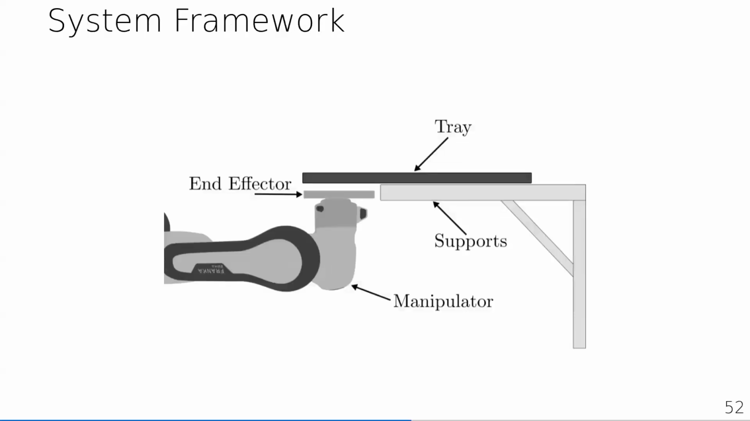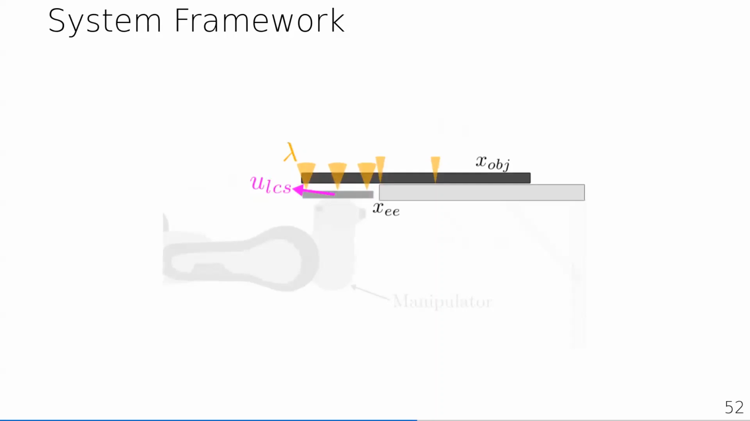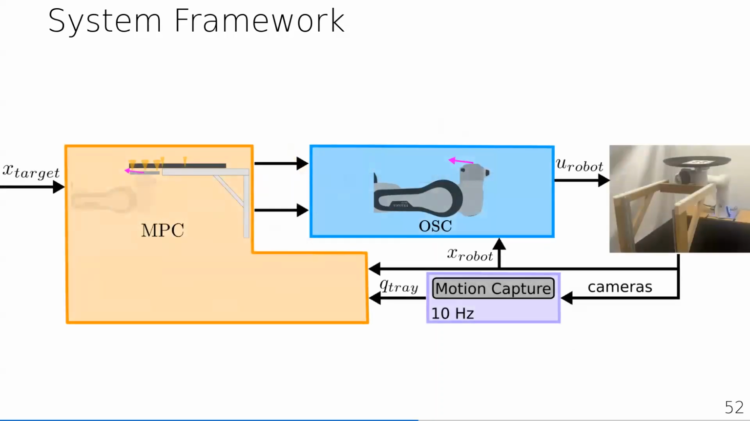Okay, so how do we accomplish this? What we do is simplify the system by abstracting away the robot and considering just its end effector. We focus on the interactions between the end effector, the tray, and the environment. We model these interactions as forces, and we assume that the end effector can be directly controlled with inputs U. We again use a control hierarchy, where a simplified model of just the end effector, tray, and supports is used by the MPC, and the MPC plans trajectories that are then tracked by the same operational space controller.